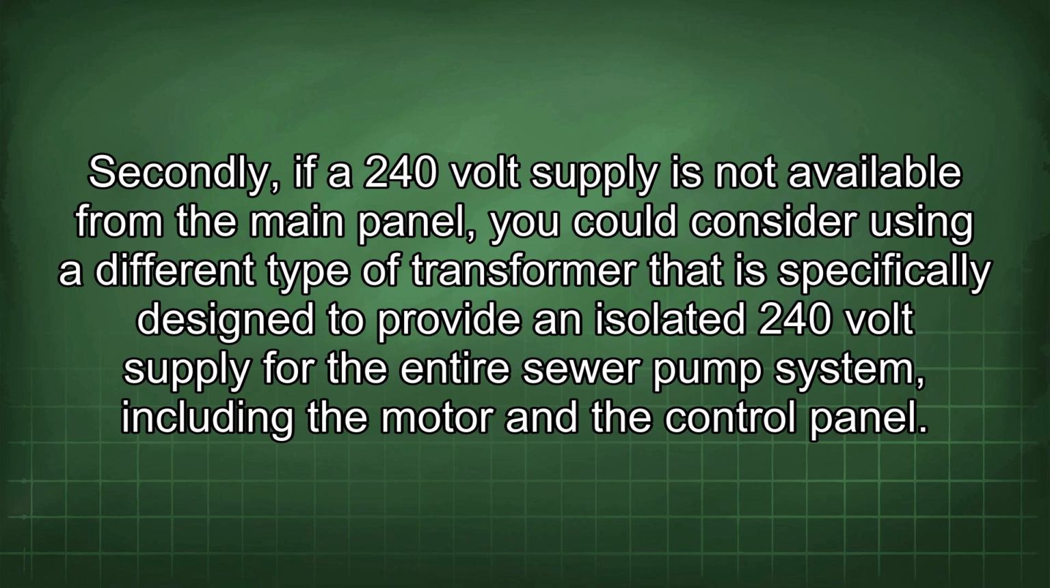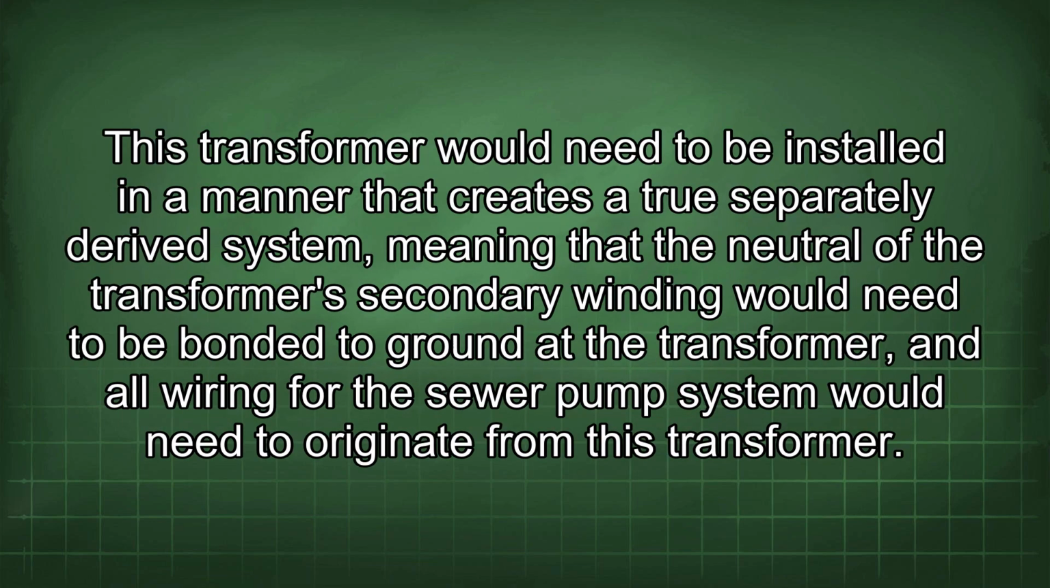Secondly, if a 240 volt supply is not available from the main panel, you could consider using a different type of transformer that is specifically designed to provide an isolated 240 volt supply for the entire sewer pump system, including the motor and the control panel. This transformer would need to be installed in a manner that creates a true separately derived system, meaning that the neutral of the transformer's secondary winding would need to be bonded to ground at the transformer, and all wiring for the sewer pump system would need to originate from this transformer.